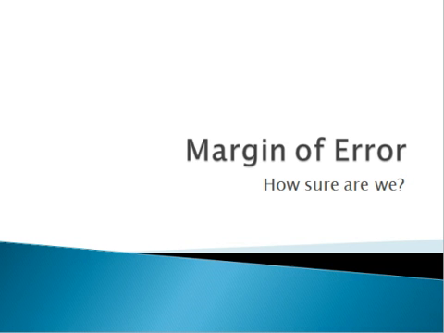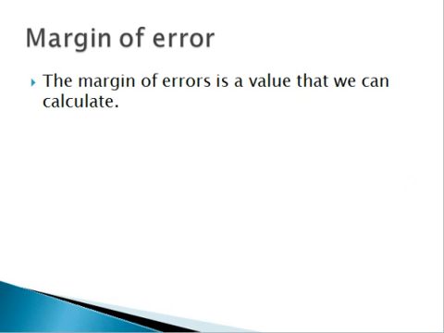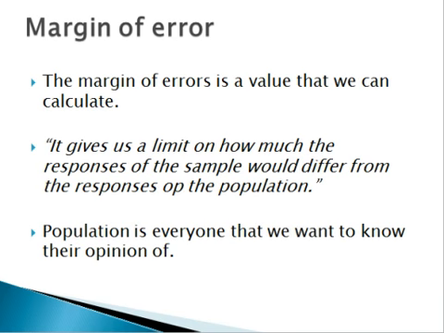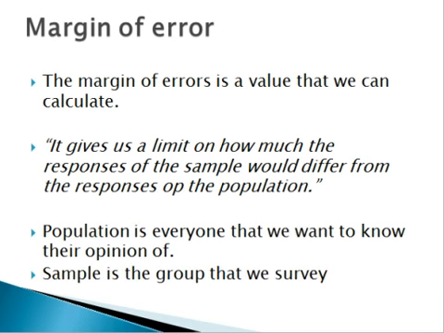Hi. Another definition within statistics is the margin of error, and that tells us how sure we actually are about something. Margin of error is a value that we can calculate, and this is the official definition. It gives us a limit on how much the responses of the sample would differ from the responses of the population, where the population is everyone that we want to know something about, and the sample is just a group that we survey.